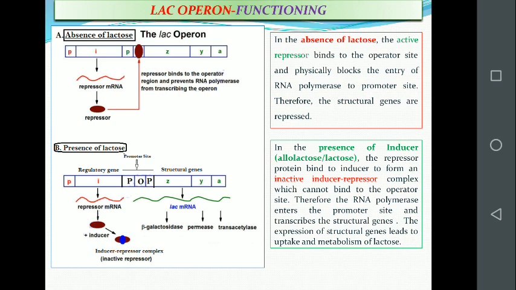In the presence of lactose, the genes are switched on, and in the absence of lactose, the operon is switched off. This switching on and switching off mechanism is mediated by one protein product, the repressor protein. The repressor is the key protein which regulates the operon. We should remember the important point: in the presence of lactose, we will have inactive repressor.